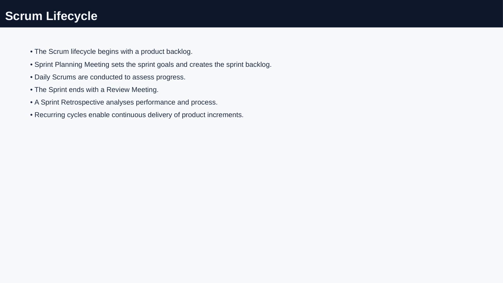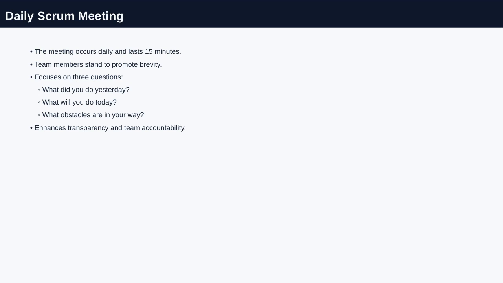The daily scrum is a short meeting held every day, lasting just 15 minutes, where the team stands up to keep things brief and focused. Each member answers 3 key questions: what they worked on yesterday, what they plan to do today, and if there are any obstacles blocking their progress. This quick check-in helps the whole team stay aligned, improves transparency, and ensures everyone is accountable for their tasks. It's a simple but effective way to keep the sprint moving smoothly and address issues early.